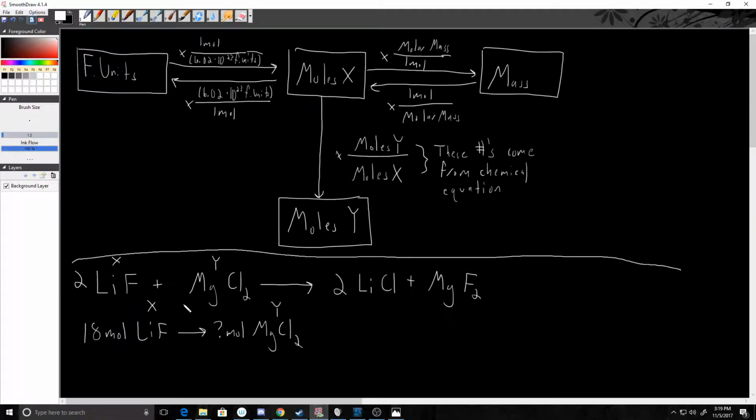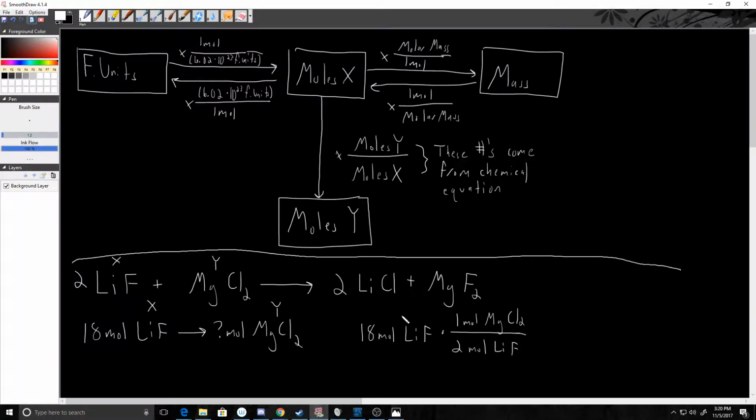Just like with all the converting we've been doing, first step, write down what you know: 18 moles of lithium fluoride. Then get my conversion ready. Moles of Y, the moles of what I'm looking for from the chemical equation, go on top. If I'm looking for MgCl2, I come up to the chemical equation. No number in front of it, so it's implied it's a 1, so I put 1 mole of MgCl2 on top. On the bottom go the moles of X, the moles of my starting material from the chemical equation. I started with lithium fluoride, come up here, 2. So 2 moles of lithium fluoride.